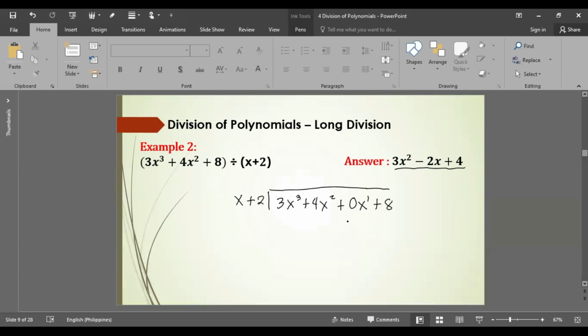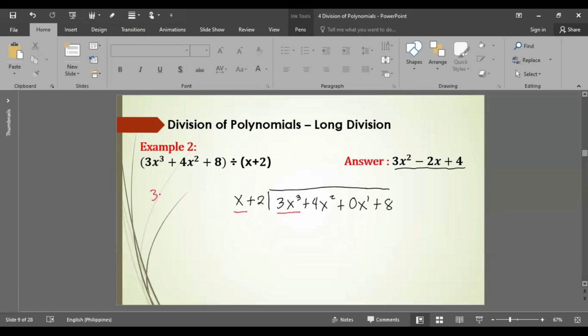You have to always consider if the terms of p of x are there or kumpleto ba or hindi. Kasi kung hindi, dapat punan nyo yung kulang na term. Okay? So, let us now proceed. First step, divide this term by the first term of the divisor.